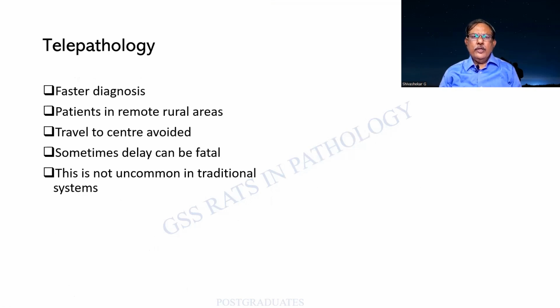Now, what is the absolute use of telepathology? Faster diagnosis, patients can be in remote rural areas. The pathologist there can take the picture and send it to a main center. Travel to the particular center is avoided. Delay can be fatal and this again can be circumvented or avoided, which is not uncommon in the traditional systems. We send it to a different place and then we get it after some time, etc.